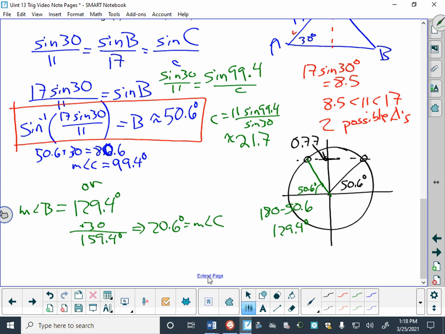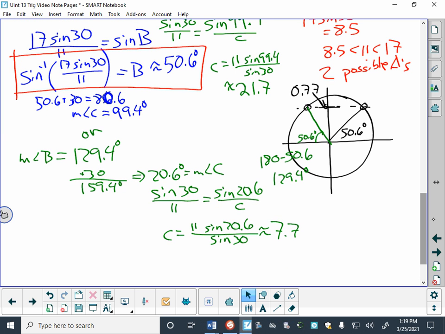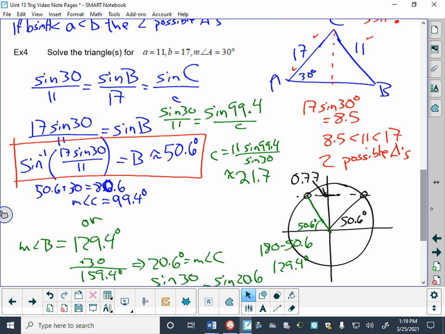And then I would be looking at a problem that looked like sine 30 over 11 is equal to the sine of 20.6 over C, which of course is 7.7 approximately. It's now the smallest side, so it doesn't surprise me that I have the smallest angle across from the smallest side. So my two possible triangles, again, are ones you can pull off of here.